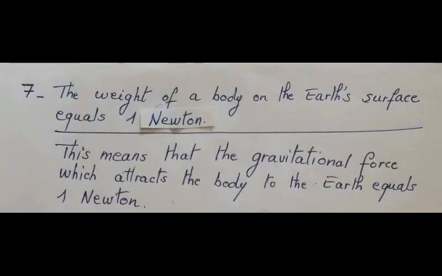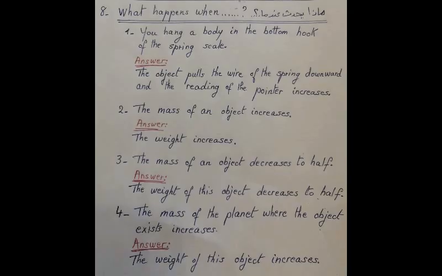Number 7. What is meant by the weight of a body on the Earth's surface equals 1 Newton؟ معناه إيه؟ This means that the gravitational force which attracts the body to the Earth equals 1 Newton. نوع تاني من الأسئلة.